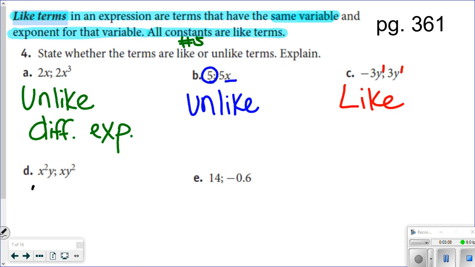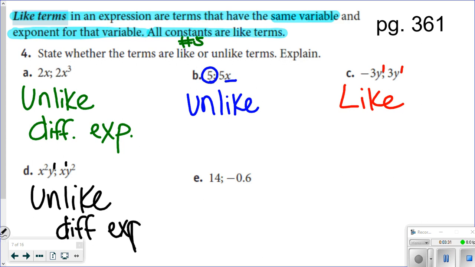Letter D, these are unlike terms. Yes, they both have x's and y's, but notice they have different exponents. This x is squared, the next one has a 1, this y has a 1, the next one is squared. So these are unlike because of the exponents. Letter E, these are like terms. Why? Because they're both constants. They're just numbers, so we can always put numbers together. So these are like because they're both constant terms.